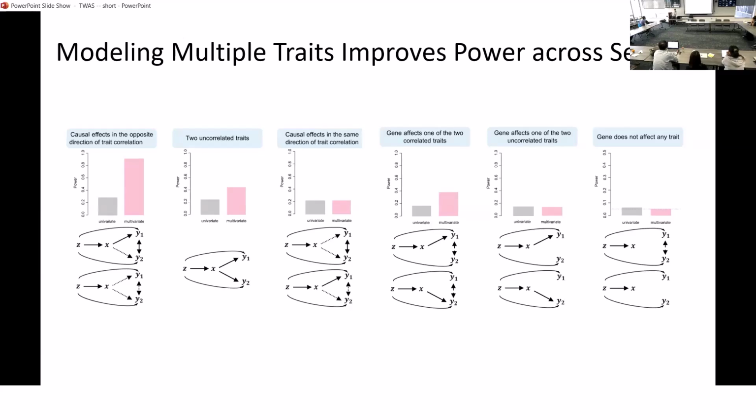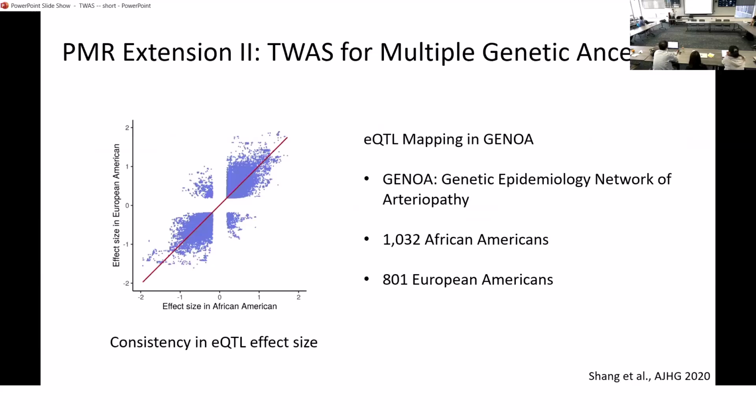Okay, so you can see that's the benefit of modeling multiple traits together. So that's our first extension, and that's moPMR. The second extension we did was motivated by a TWAS collaboration study we did with our local collaborator, Jennifer Smith. She has this Genova data cohort, and in this cohort, she has collected gene expression data for 1,000 African Americans and for 800 European Americans. So we have two different ancestries in that particular data.